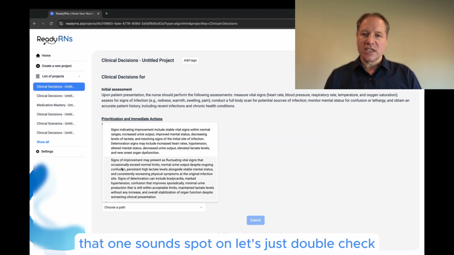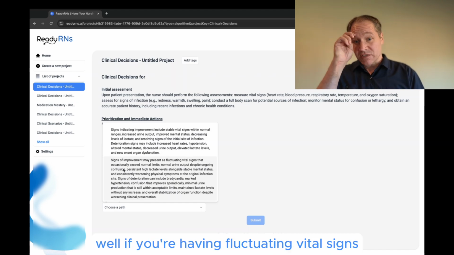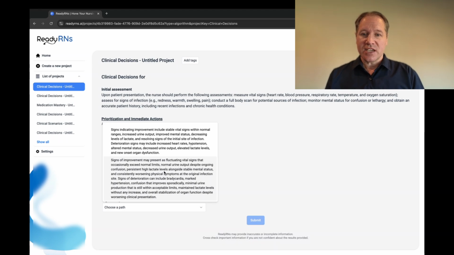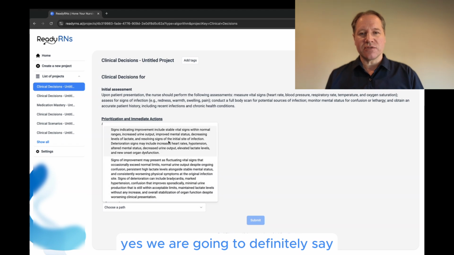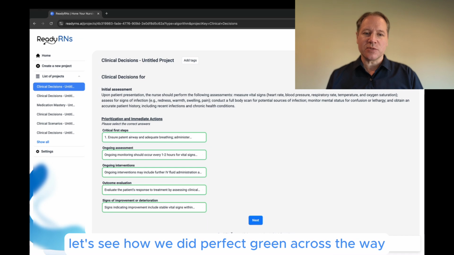Let's just double check. Signs of improvement may present as fluctuating vital signs. Well, if you're having fluctuating vital signs, I don't think that's a sign of improvement. Normal urine output despite ongoing confusion. Yes, we are going to definitely say this one is the correct one. Let's see how we did. Perfect, green across the way.